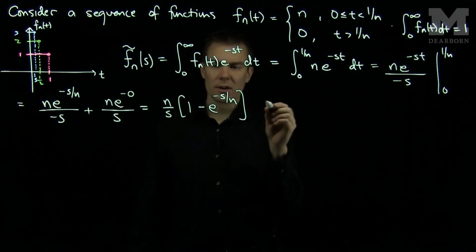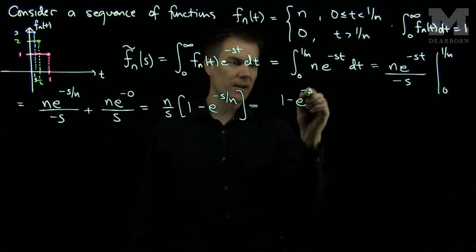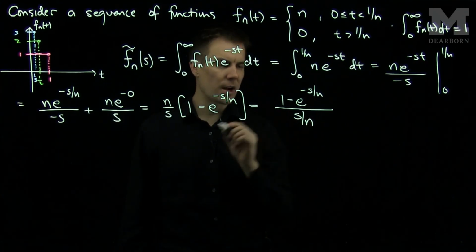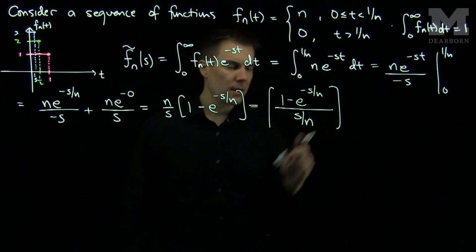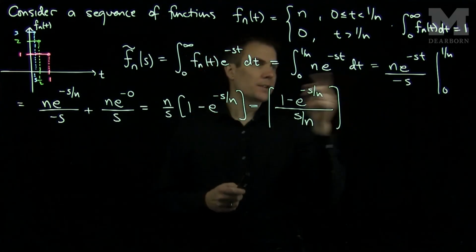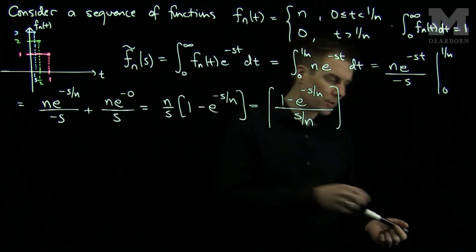And we'll write this in a little more suggestive fashion. We'll write this as 1 minus e to the negative s over n, over s over n in the denominator. And what we can see from this is that that gives us a formula for the Laplace transform of fn as a function of n. And now we'd like to know what happens as n goes to infinity.